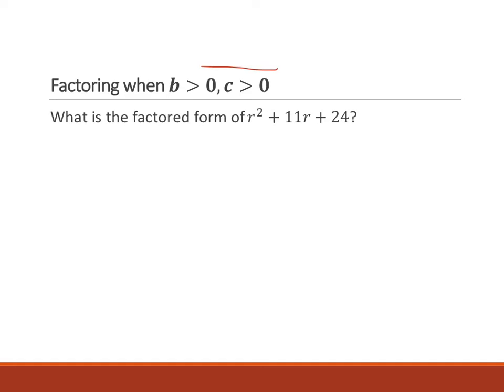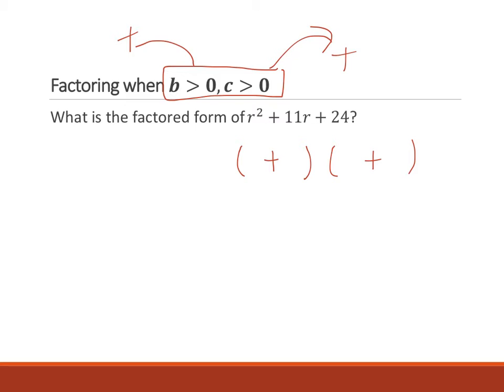Again, we're using b is greater than 0 and c is greater than 0. So in other words, the value of b should be positive and the value of c should be positive. This lets me know that when I factor this trinomial, both binomials will also be positive. Now, look at the trinomial that I'm trying to factor. r squared plus 11r plus 24.